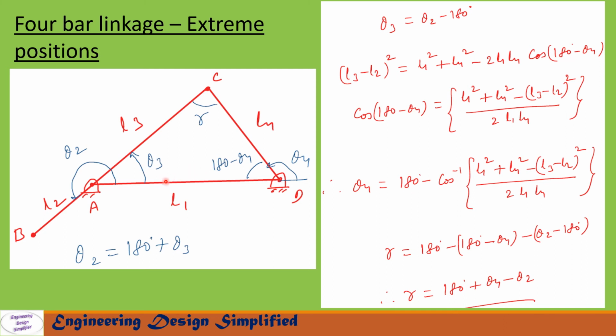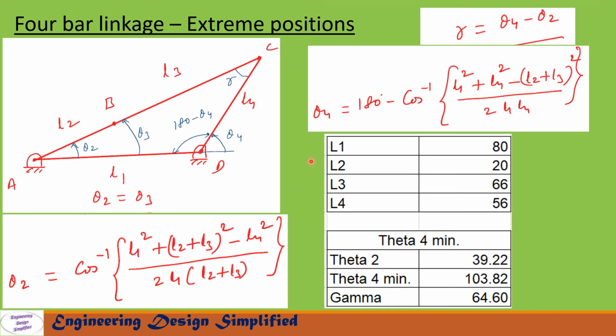So we found theta 2 and theta 3 in the previous slide, and here now we found theta 4. Let us find the other angle gamma, that is the transmission angle in this position. Gamma from this triangle ACD can be written as gamma equal to 180 minus theta 4 minus (theta 2 minus 180), that is theta 3. After simplification we get gamma equal to 180 plus theta 4 minus theta 2. Now after having derived all the necessary equations, let us see this problem.